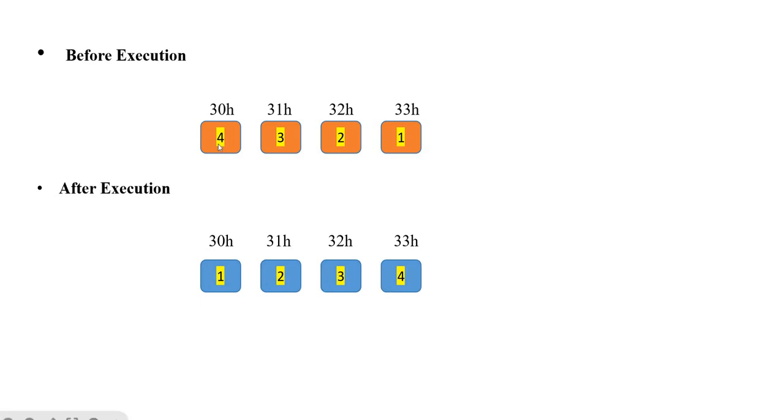Before execution, I have 4, 3, 2, 1. These are not arranged in ascending order. These are stored at the memory locations starting from 30H. Whereas after execution, I have to get 1, 2, 3, 4, which are sorted in ascending order, but we will get the output in this location only, starting from memory location 30H. Now how we do that, we'll see first.